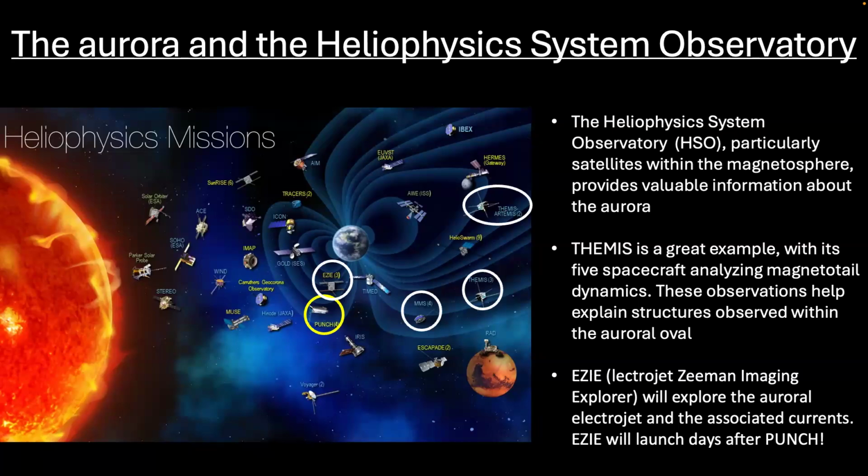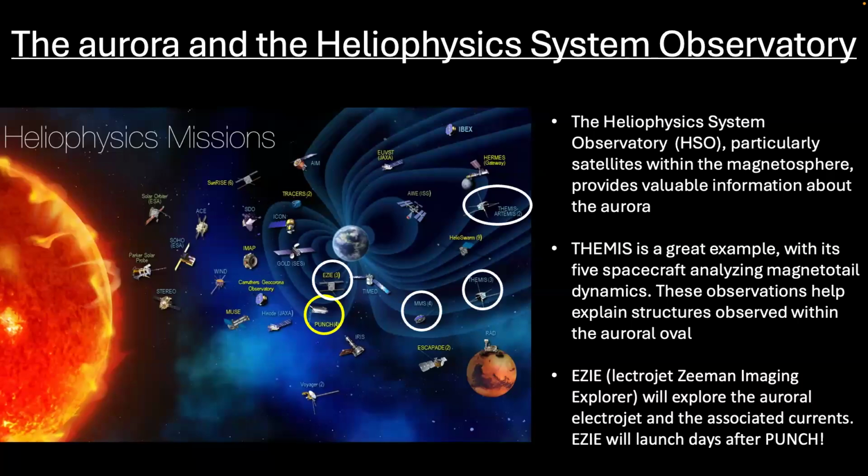On top of that, a couple of days after PUNCH launches, we have EASY. And EASY is going to be observing or analyzing the currents in what we call the electrojet, the auroral electrojet. And a combination between PUNCH and EASY is extremely relevant too. Yesterday, we also heard about the possibilities for connections with the TRACERS missions. And we can keep adding and adding and adding.